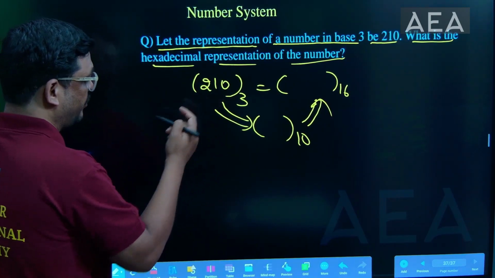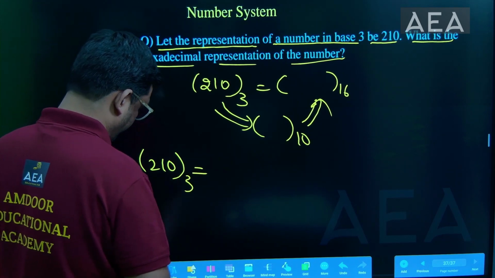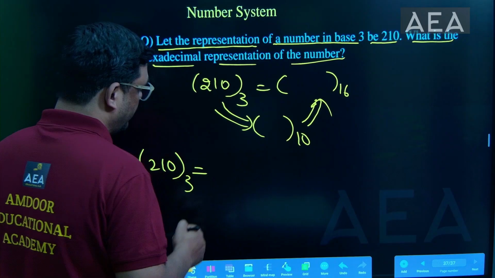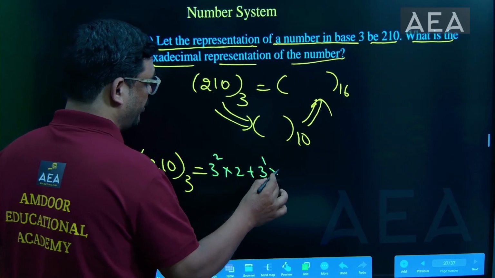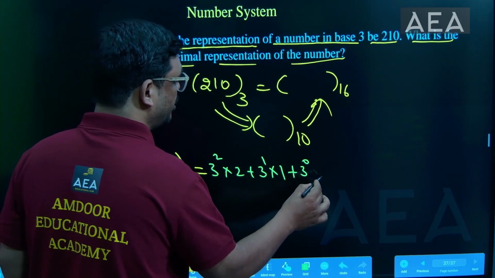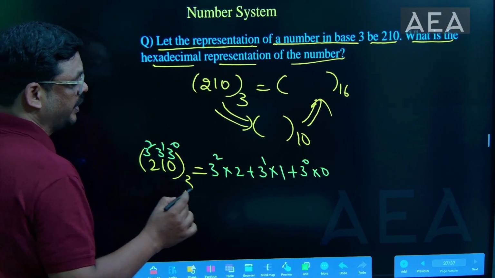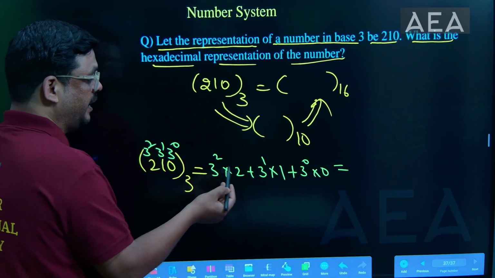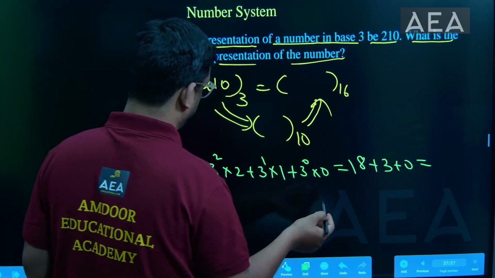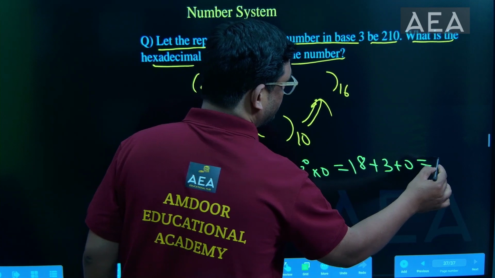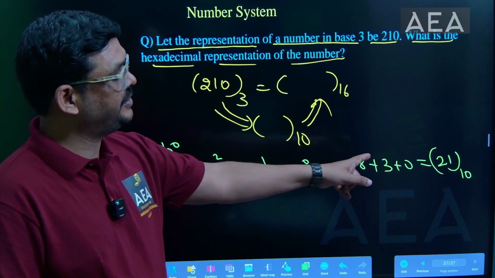That means first convert this number 210 with base 3 into the decimal number system. How to write the equivalent decimal number? Multiply by the base power. So 3 square into 2 plus 3 power 1 into 1 plus 3 power 0 into 0. The position values are 3 power 0, 3 power 1, 3 power 2. Then 3 square is 9, 9 twos are 18, plus 3 plus 0. 18 plus 3 is 21, the equivalent decimal number.